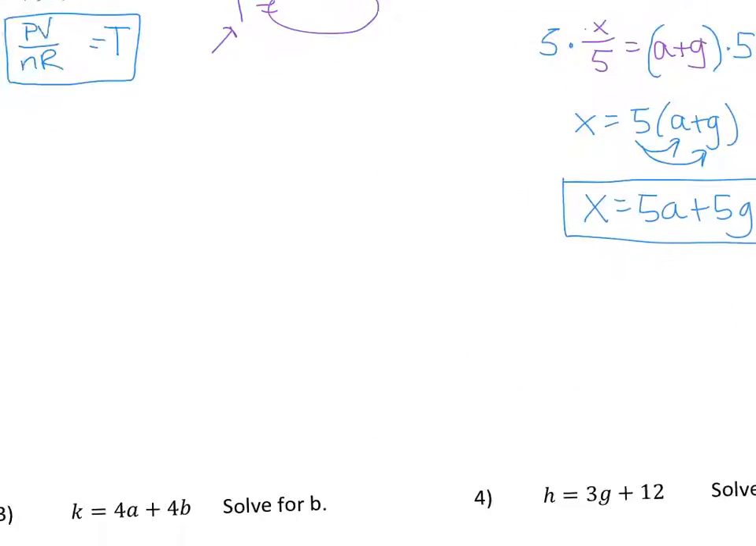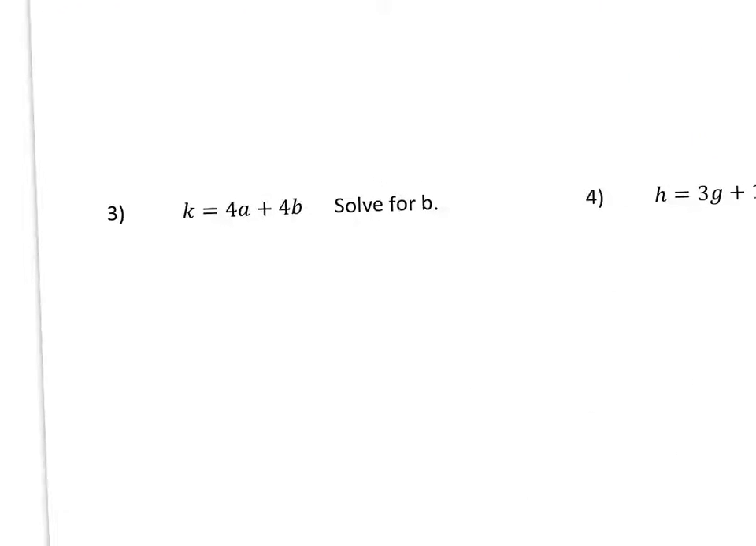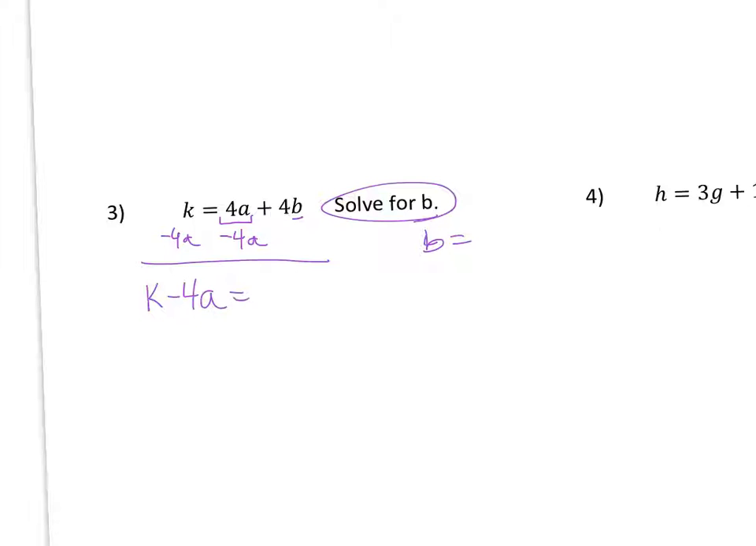Okay, moving on to number 3. Here we want to solve for b. So again, we want to get b by itself and see what it is equal to. Just rearrange the equation. So first I want to get rid of this 4a, the entire thing, because it's being added to it. So I'm going to subtract 4a from both sides of the equal sign. I can't combine like terms, so I just rewrite it. k minus 4a is equal to 4b.